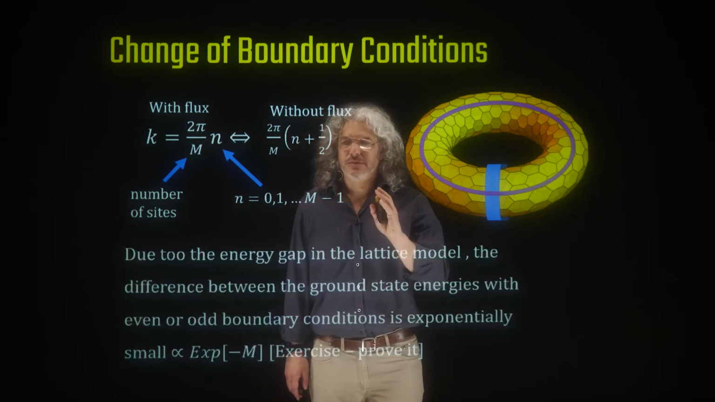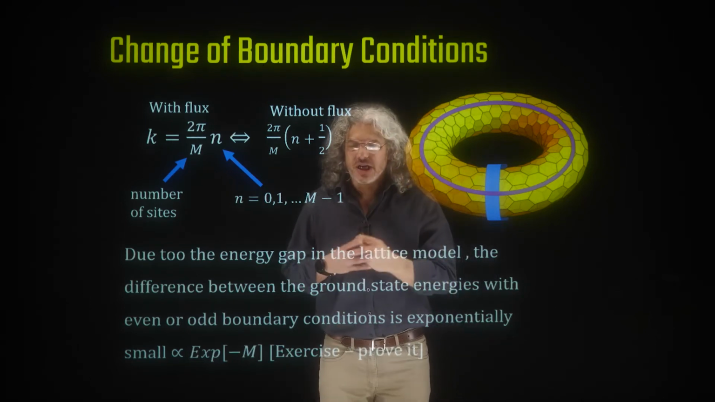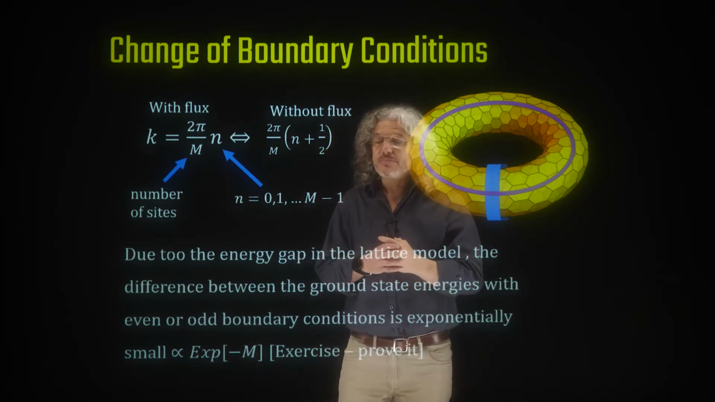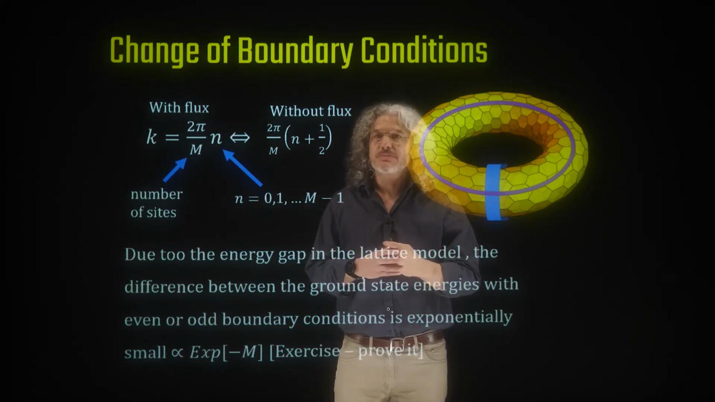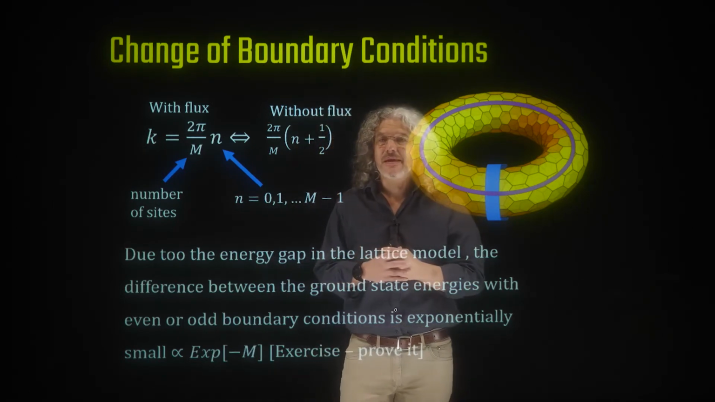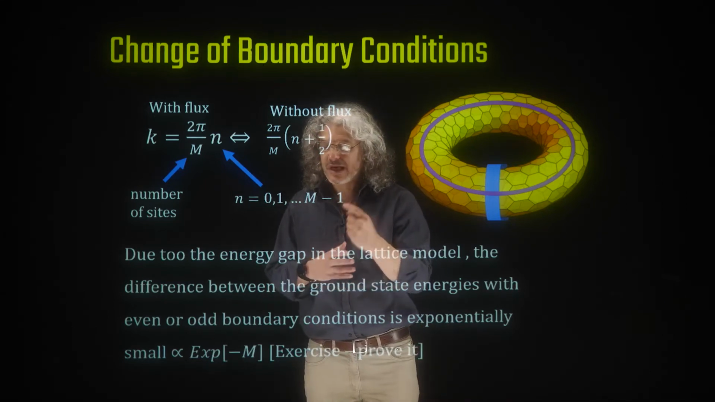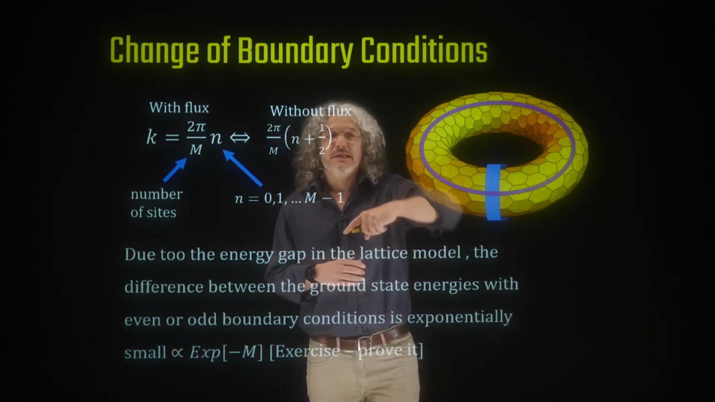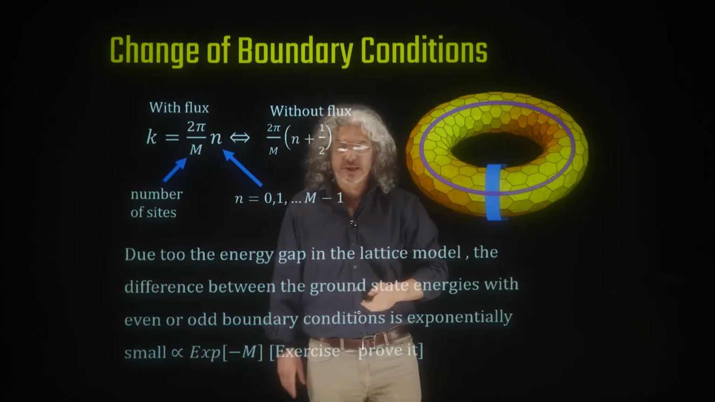Now it's important to understand that due to the energy gap in the lattice model, the difference between the ground state energies with even or odd boundary condition is exponentially small. It takes a bit to prove that, and I leave that to you as an exercise to show that the difference in the energy is exponentially small in the size of the torus, m.